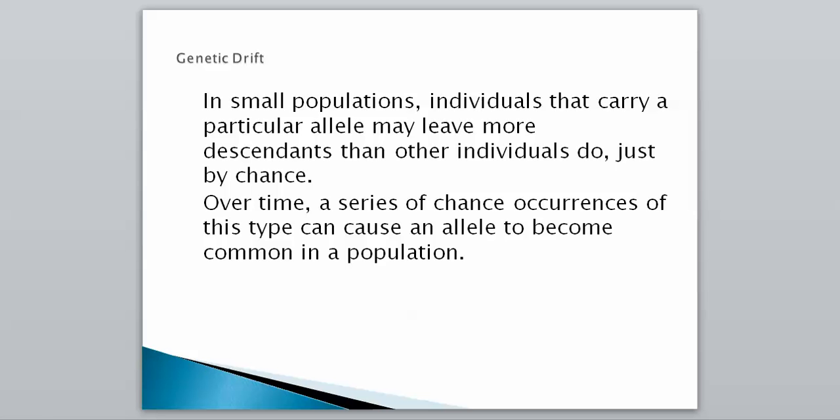Over time, a series of chance occurrences of this type can cause an allele to become common in a population. So again, if we have brown, yellow, orange, and red beetles, it's just whichever one by chance happens to take over and do the best, then it can become a dominant color. We could have a population that used to be an even mix of 4 colors become just 1 or 2 colors, or just one color, that's kind of been taken over.